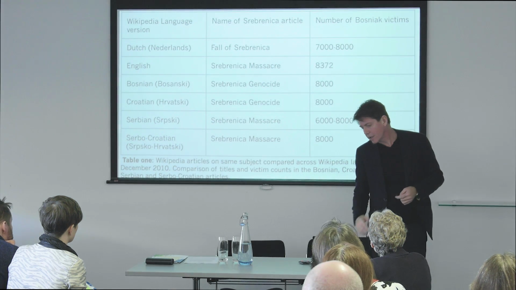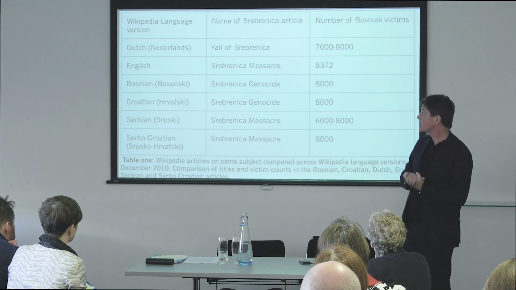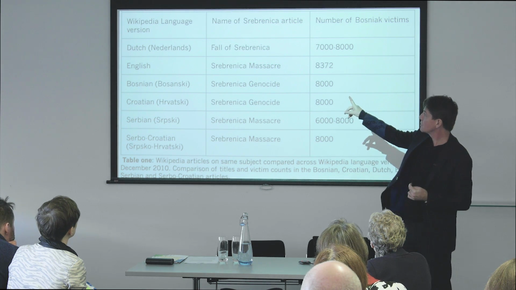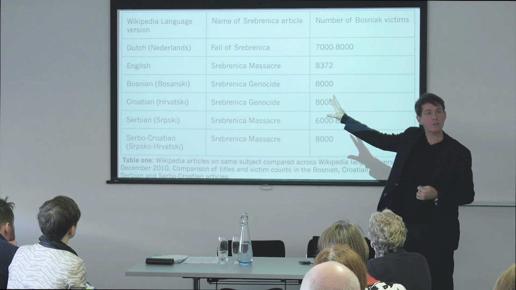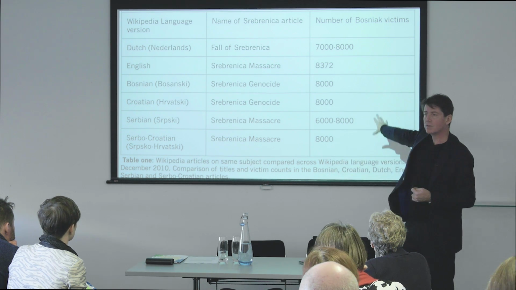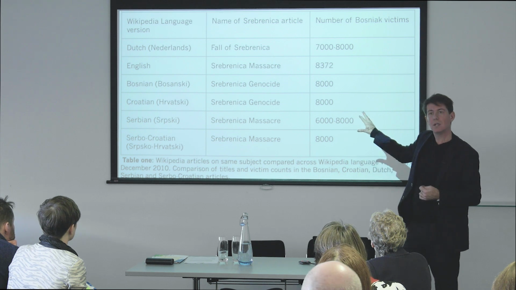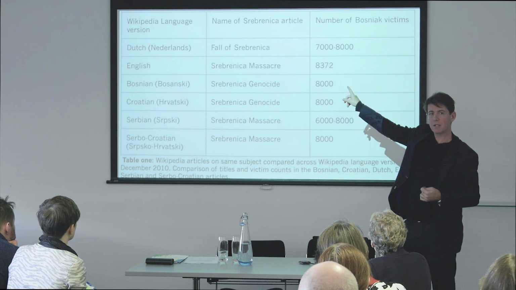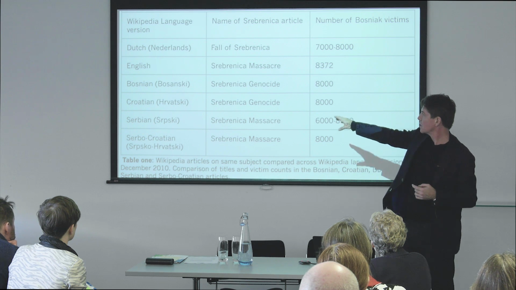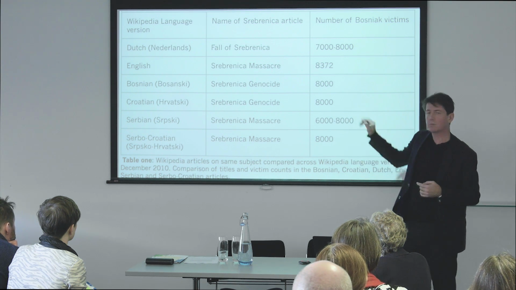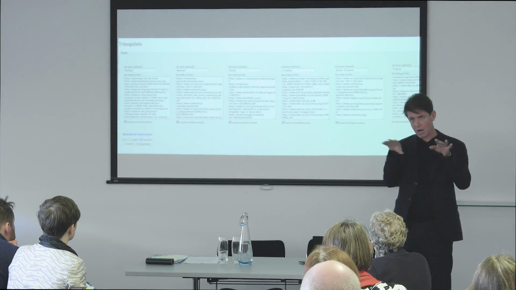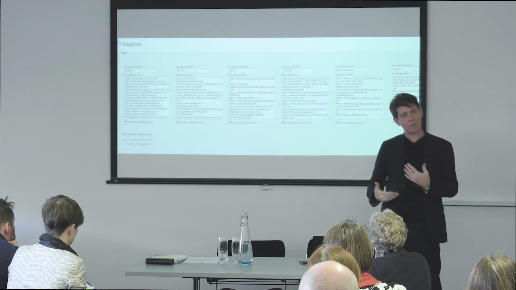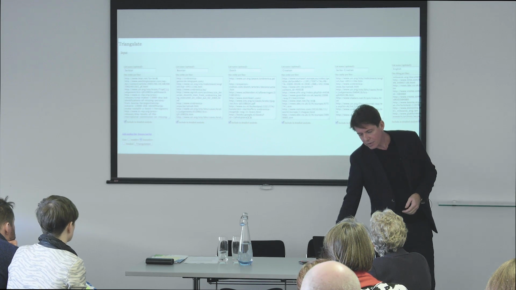This example here is from Srebrenica. So the Dutch version, the Bosnian version, and the Serbian version are quite different. They have different titles. They have different victim counts. So you see that the Dutch, for example, has a sort of military history, whereas the Serbian is a massacre and the Bosnian is a genocide. We have pieces of software that allow you to compare the references so you can begin to understand why it is that there are different accounts.